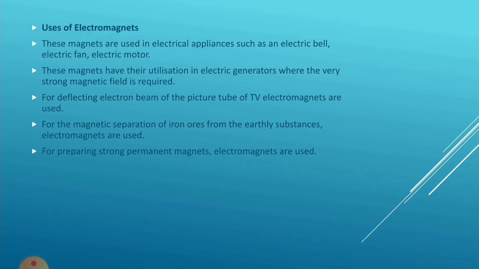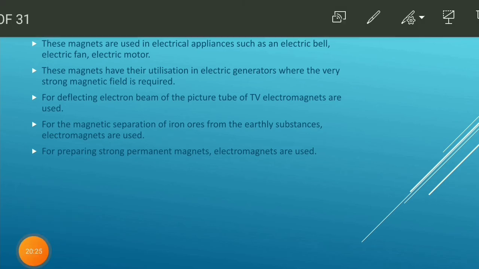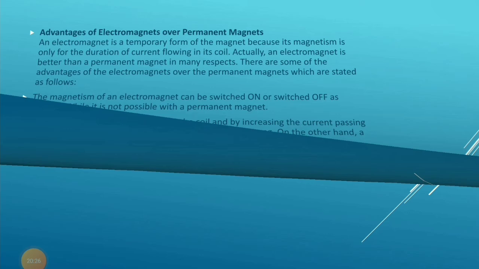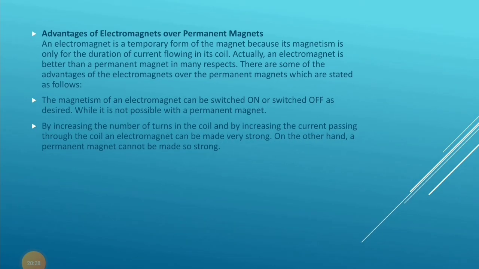So, next, let's see about advantages of electromagnets over permanent magnets. An electromagnet is a temporary form of magnet because its magnetism lasts only for the duration that current flows in its coil. Actually, an electromagnet is better than a permanent magnet in many respects. There are some advantages of the electromagnet over permanent magnets, as follows.